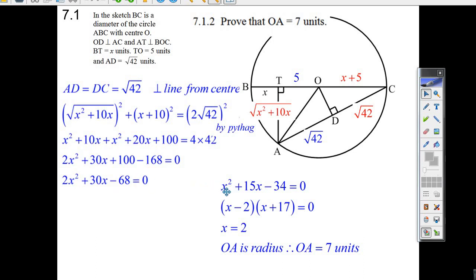There's 2X squared here. There's 10X. Divide by 2. We get a pretty easy trinomial. Then X must equal 2. Well, OA is a radius just like this, and so X plus 5 is the radius. So 2 plus 5, OA must be 2 plus 5, which is 7 units.